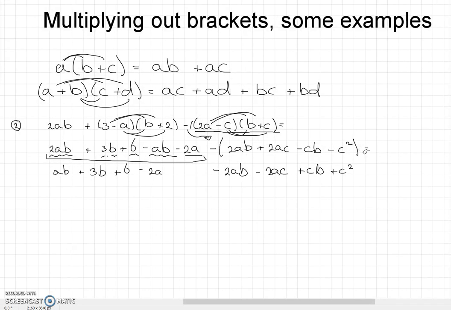The sign on every one of these terms has changed. Then we're going to collect like terms again. ab minus 2ab is negative ab. 3b, well, there's no other term with just b in it. Plus 6, there's no other term with only numbers. Minus 2a is on its own as well. 2ac, there's no other ac term. And in the last part you can see there are no more like terms, so we just copy that down.